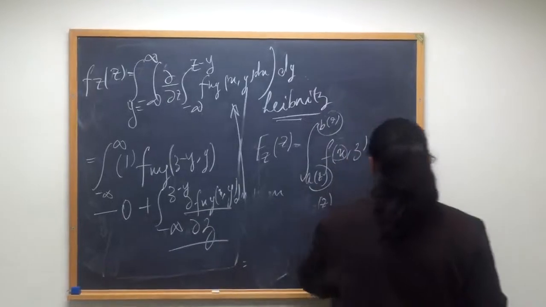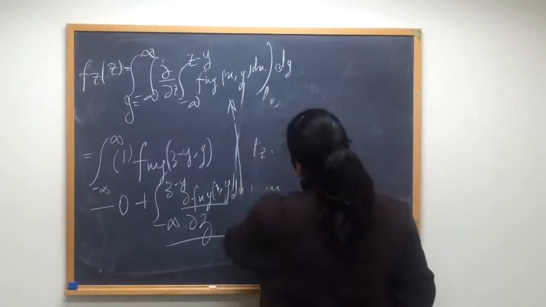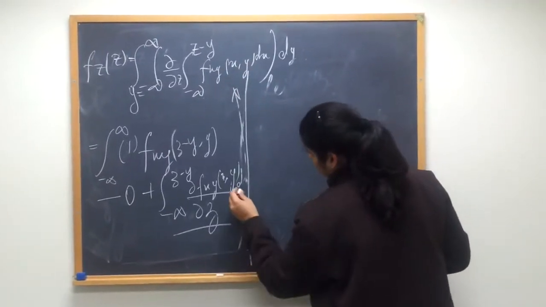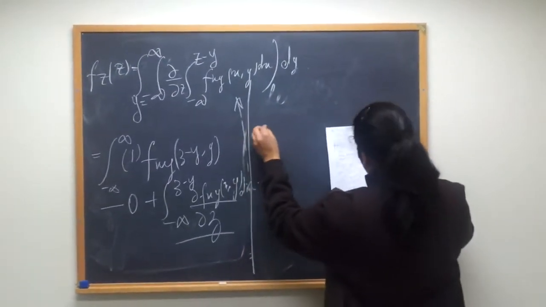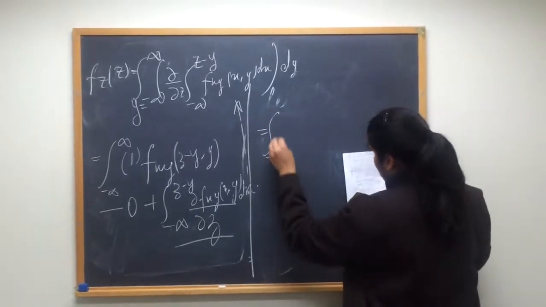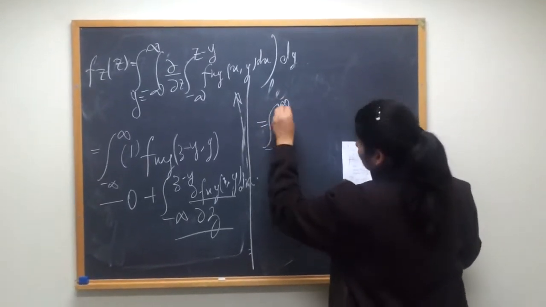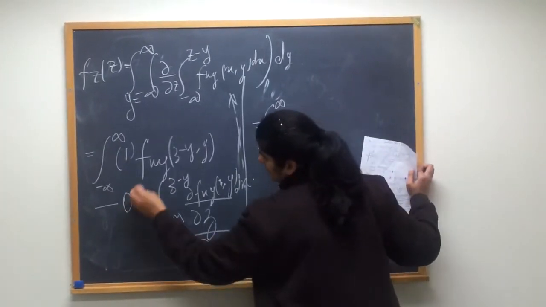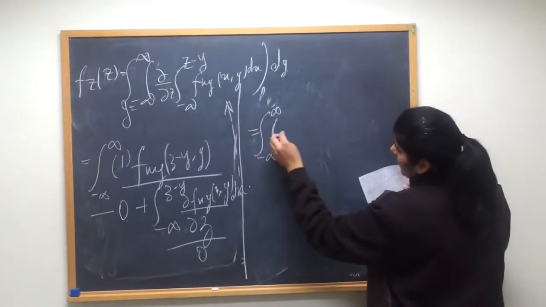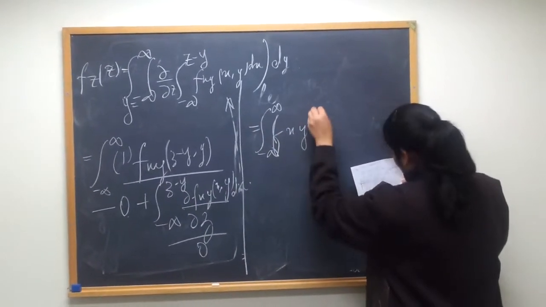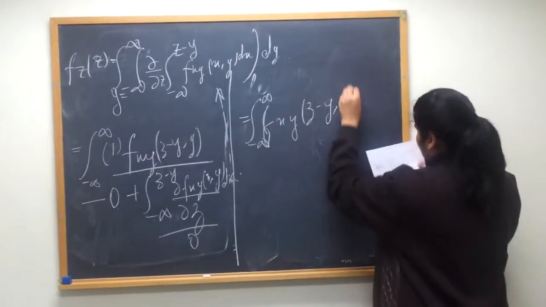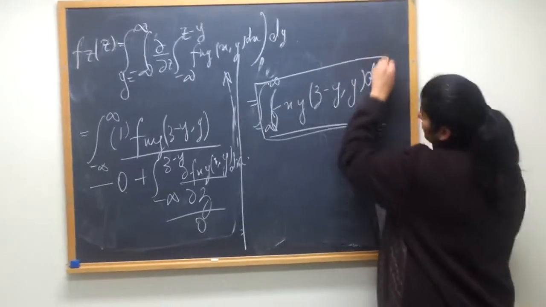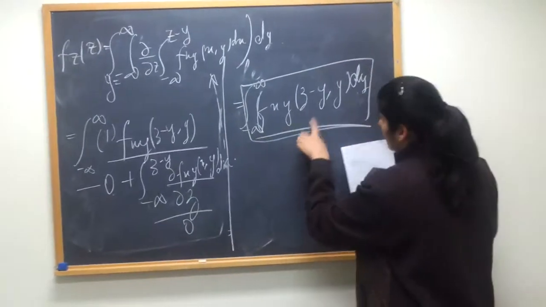Now both these terms are 0, and we are left only with this term, so it would be the integral from minus infinity to infinity of f_XY(z minus y, y) dy. This is the PDF of z equal to x plus y.